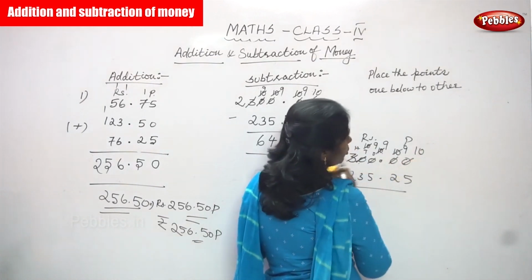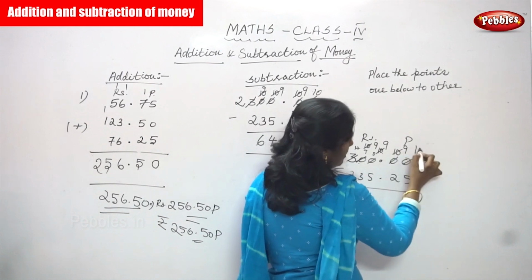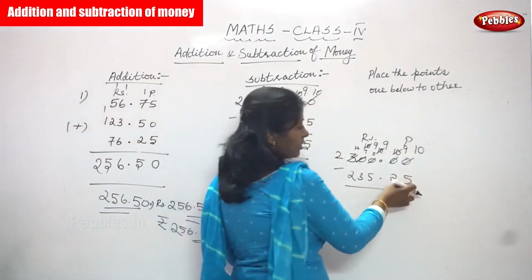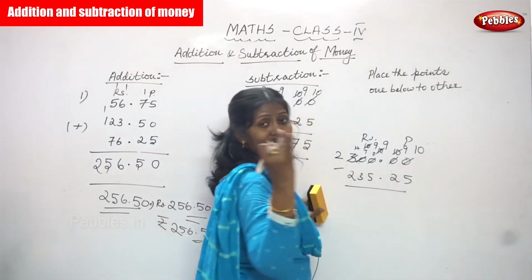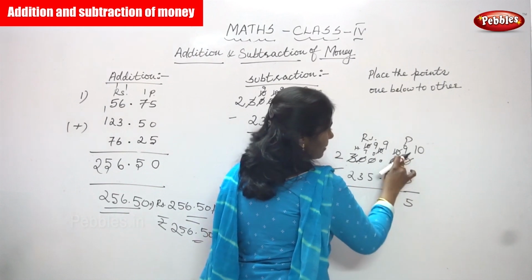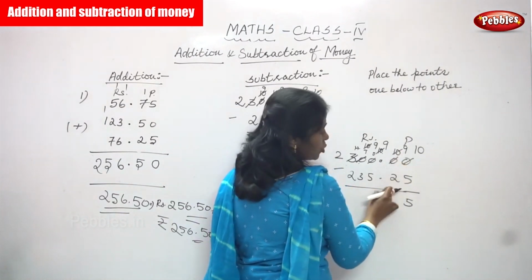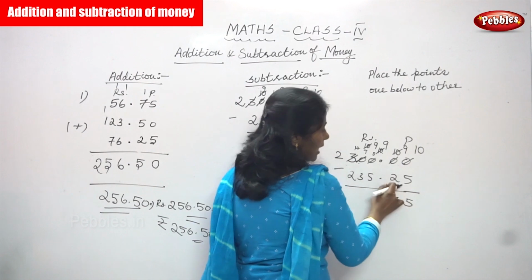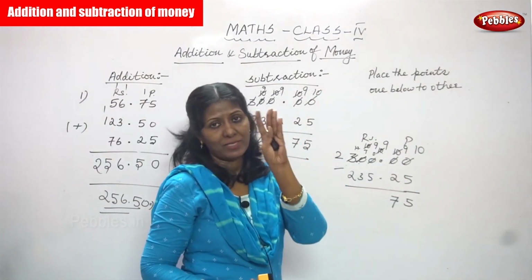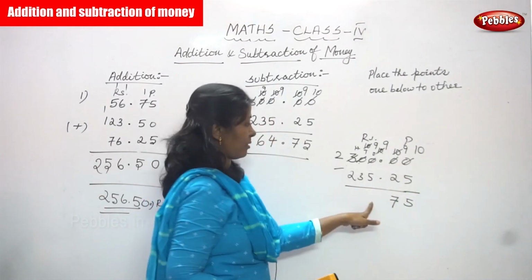So now 10 minus 5. 10 minus 5 means counting after 5 up to 10: 6, 7, 8, 9, 10. So 5 here. Okay, so what is the number on the top? 9. 9 minus 2, you get 7. After 2 you count up to 9: 3, 4, 5, 6, 7, 8, 9. So 7. You have to write 7.